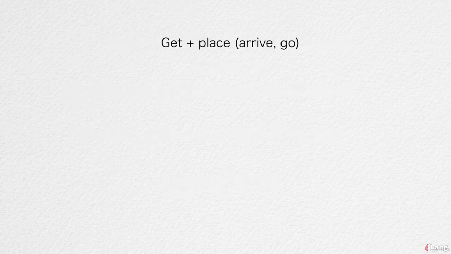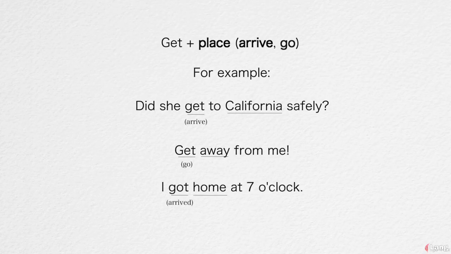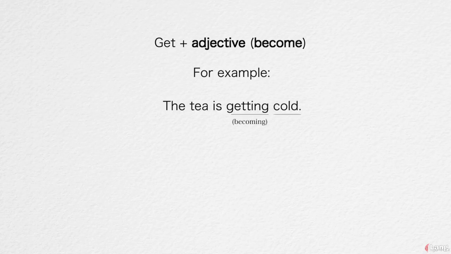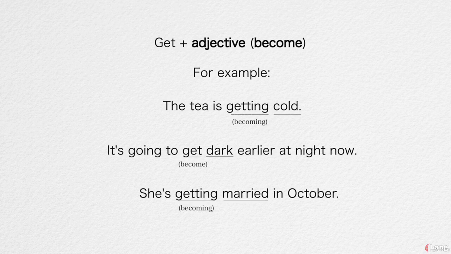If you're using get followed by a place, it's going to mean arrive or go. For example, did she get to California safely? Get away from me. I got home at 7 o'clock. If an adjective follows get, then it means become. For example, the tea is getting cold. It's going to get dark earlier at night now. She's getting married in October.